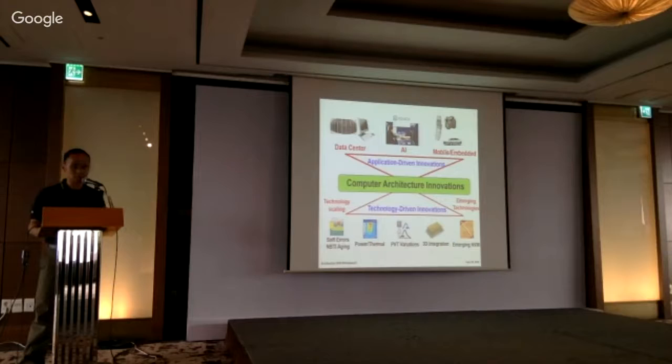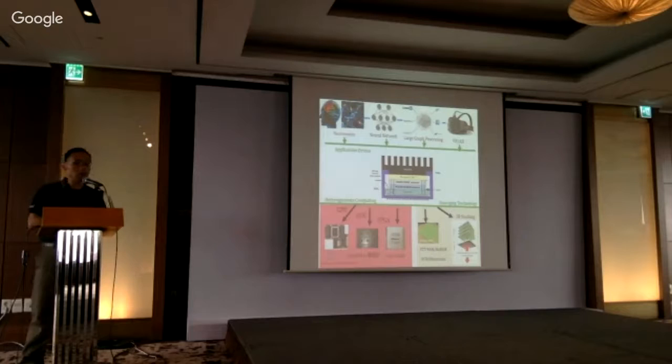Looking forward, I think application will play a very important role in our research. For example, neuromorphic computing and, as the previous keynote just mentioned, VR and AR applications can give us more interesting application drivers to come up with new architectures. And in terms of emerging technology, in addition to 3D and non-volatile memory, optical interconnect and some other post-CMOS technology could also give us interesting ideas for emerging architectures. Okay. Thank you very much.